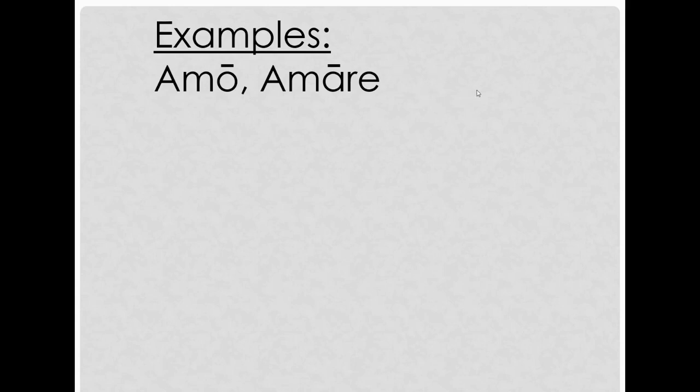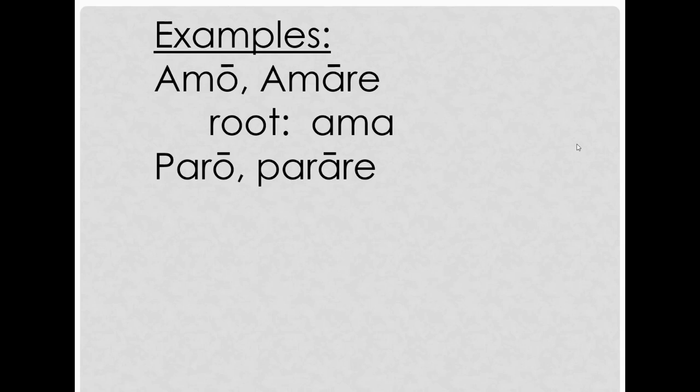If you don't know what this means, you should look it up and write the meaning next to it as well. So, how do you find the root of amo, amare? Well, we know this is a first conjugation verb because it has a long ARE at the end. If we take off the RE, we've got ama, and that's the root of our verb. A second example is paro, parare, and that's from this week's list. This word means to prepare. First of all, how do we know it's a first conjugation verb? Because the infinitive ends in ARE. So then how do we find the root? We go to the infinitive and cut off the RE, and the root is para.